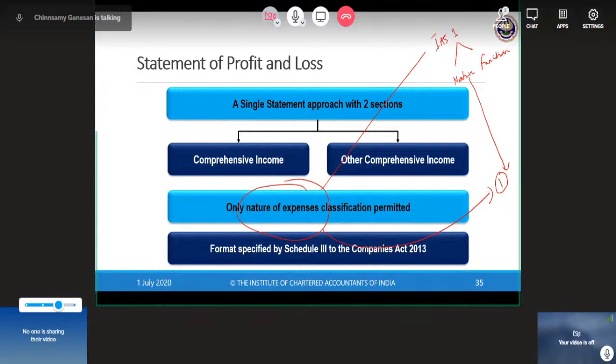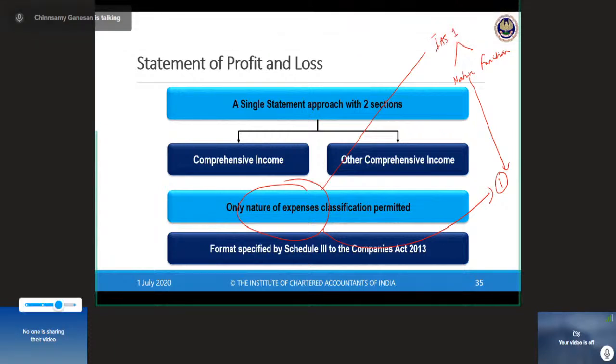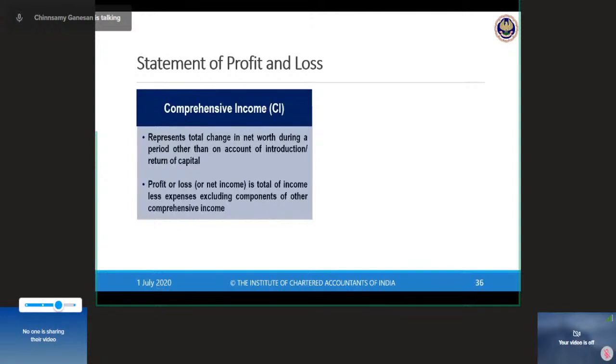So this is the difference between IAS 1 and Ind AS 1, but not a carve out, because we are only deleting the option. The format of the P&L again is defined by Schedule 3 of the Companies Act. If you see the comprehensive income, what it consists of, it is whatever information arises out of the total income minus the total expenses relating to the normal operation of the company. What is other comprehensive income?